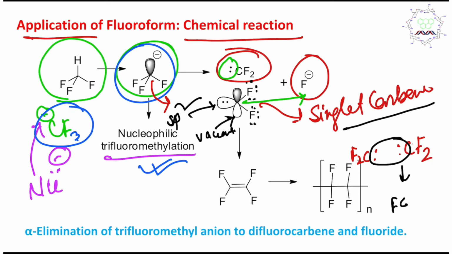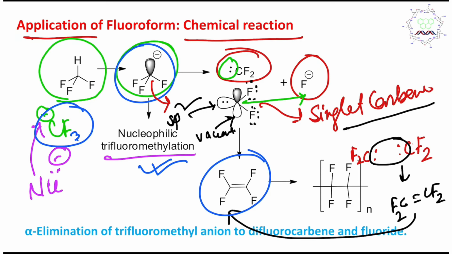So you can consider a CF2 double bond CF2. This is nothing but tetrafluoroethylene. I've already discussed it in a dedicated lecture, and these can undergo polymerization to produce polytetrafluoroethylene, or PTFE, or Teflon. This is an extremely used polymer. This is chemically inert and it is used in non-stick cookware very well. I've already discussed a dedicated lecture on this also.